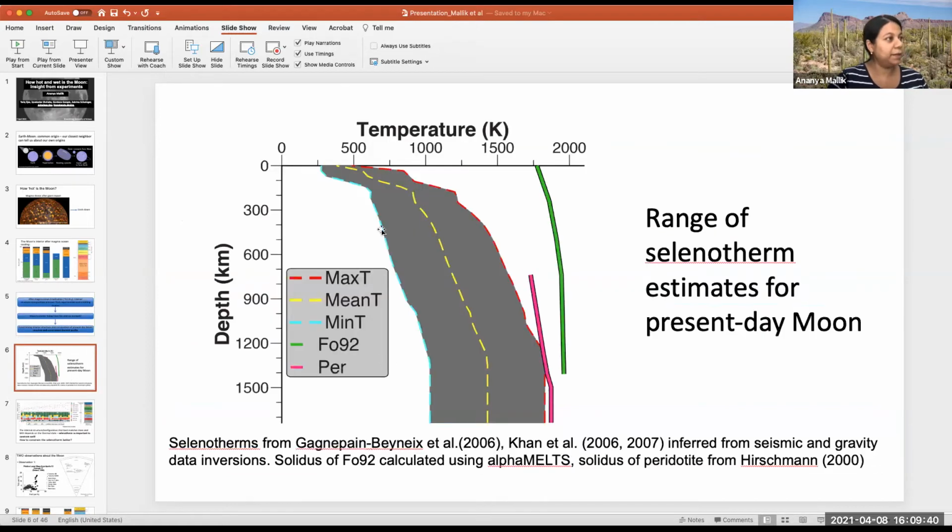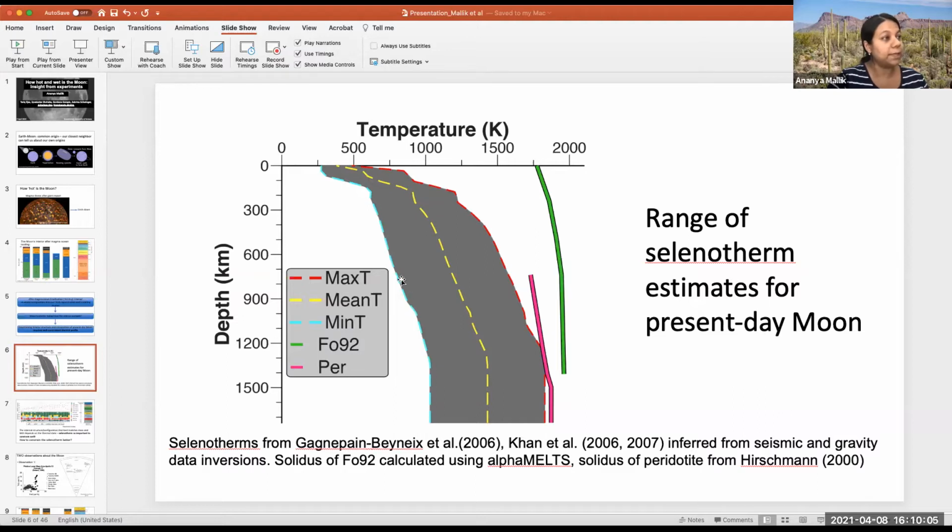So this figure right here is temperature versus depth, and this gray zone shows the range of temperature profiles that we know about the moon today. And all of these are inferred from basically seismic and gravity data inversions. So you can see there's a wide range over here. This is the surface of the moon, and this is all the way down, close to the core mantle boundary of the moon.